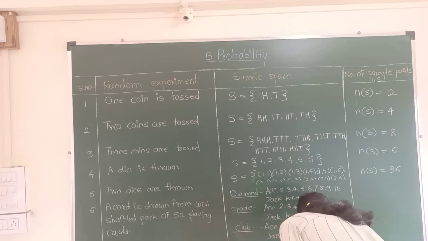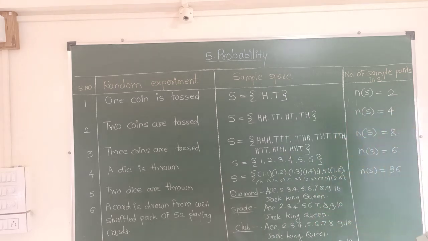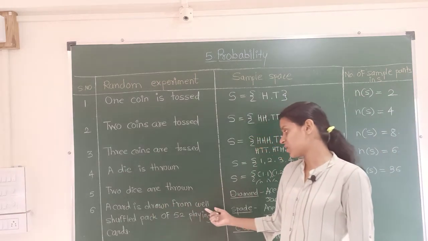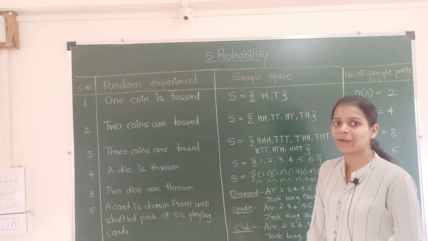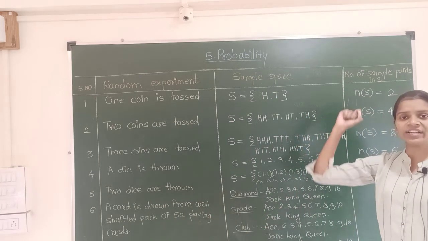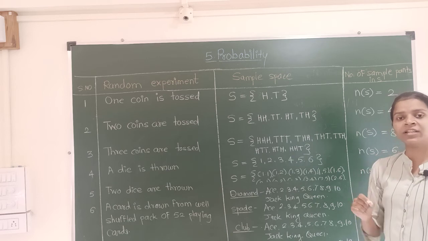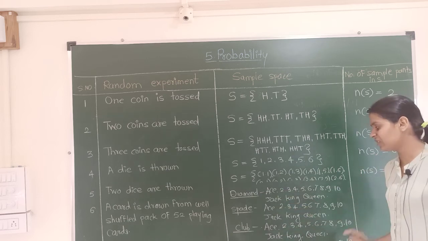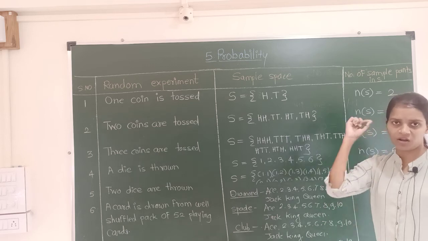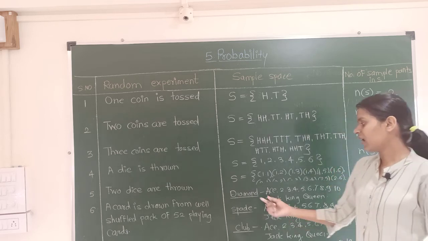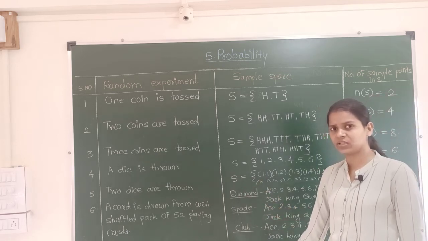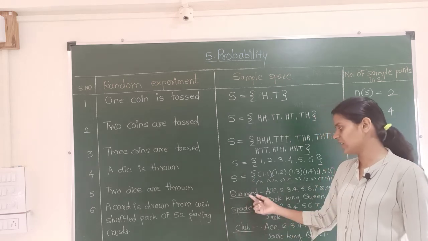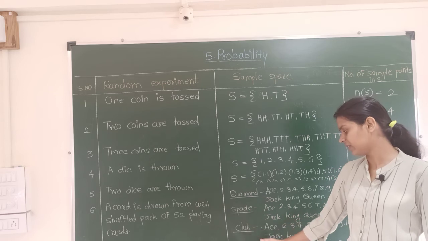So this is the sample space for the random experiment: a card is drawn from a well shuffled pack of 52 playing cards. If we draw one card from a pack of shuffled playing cards, then one of these cards will be picked. Here I have told you the broad classification of a card: it is classified as diamond, spade, club and heart.